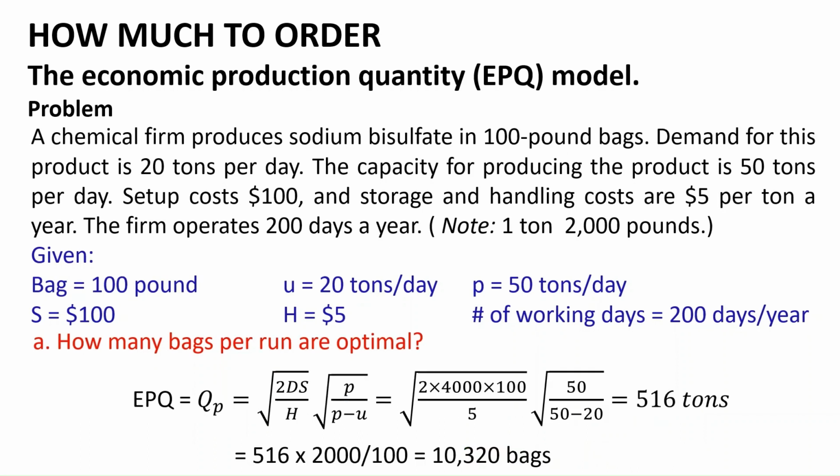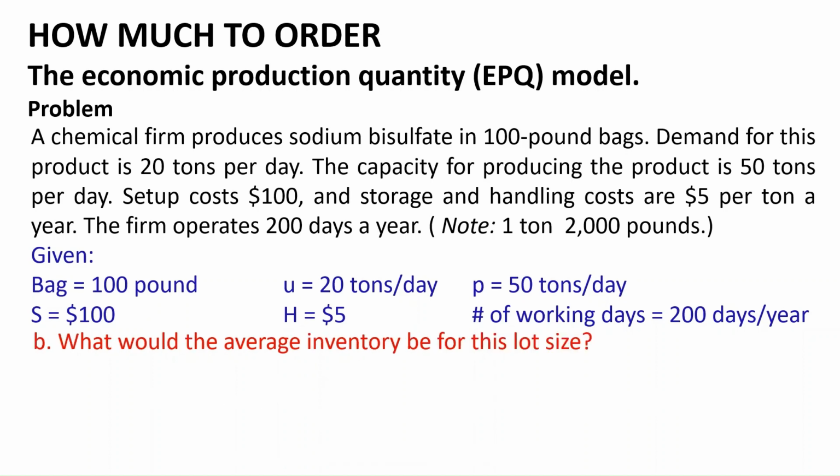Now we can find QP by substituting the given values, so QP equals the square root of 2 multiplied by 4,000 multiplied by 100 divided by 5, multiplied by the square root of 50 divided by 50 minus 20, equals 516 tons. To convert this value to bags, multiply it by 2,000 and divide by 100, because 1 ton contains 2,000 pounds and 1 bag contains 100 pounds. This equals 10,320 bags.